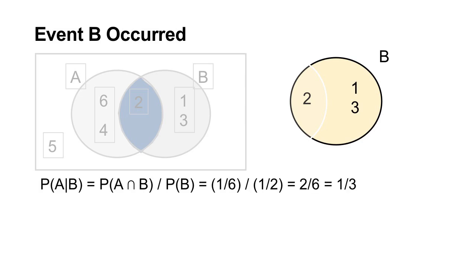Let's look at what the definition of a conditional probability tells us. It tells us to do the probability of A intersect B divided by the probability of B. These are the original probabilities. The intersection probability is 1/6, that's just the element 2. The probability of B was a half. 1/6 divided by a half is 2/6 or 1/3. And indeed, this definition gives us the correct probability that we intuitively would calculate looking at the picture of just B.